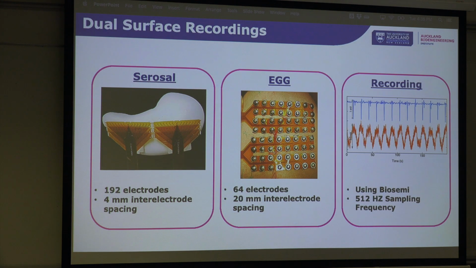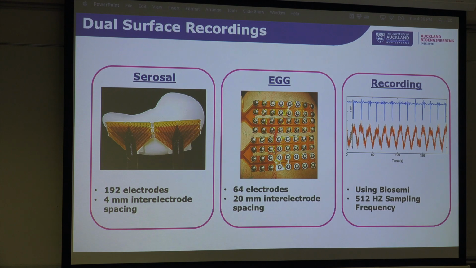So I'm not sure if you guys are familiar with the GI group's approach to record serosal data, but what it entails is opening up the chest cavity and placing recording electrodes such as this onto the actual stomach. We have 4 millimeter interelectrode distance and 192 electrodes, and we can actually take accurate recordings of the serosal activity so we know what's going on. Simultaneously, we placed electrodes on the animal torso to get the EGG data. That was done with 64 channels with 20 millimeter interelectrode spacing.